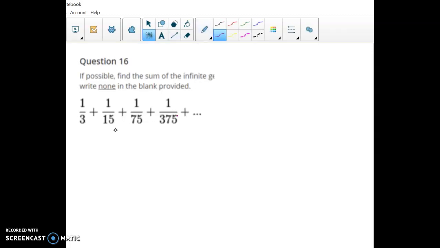All right, here's number 16 from the quiz. If possible, find the sum of the infinite geometric, sorry that got cut off there, but it should say geometric series. Write none if not possible.